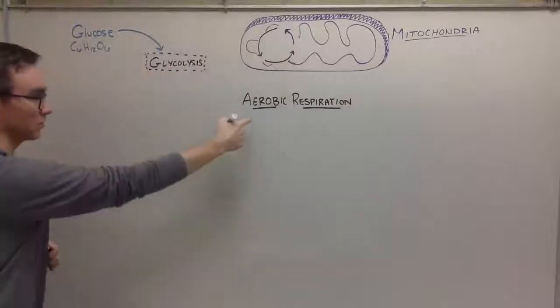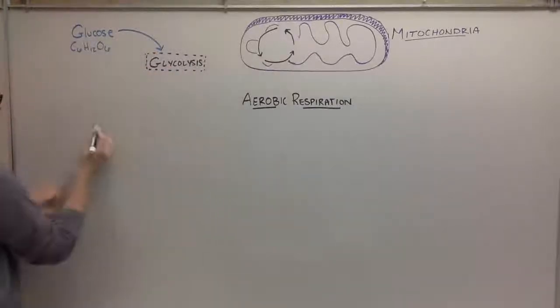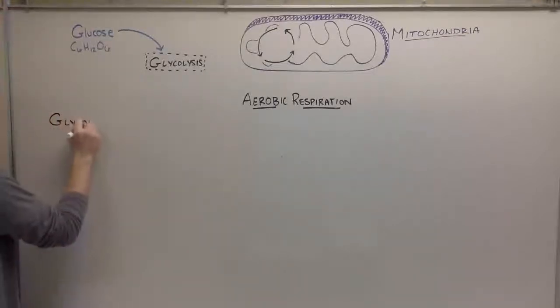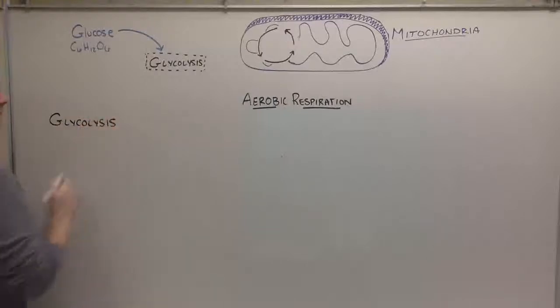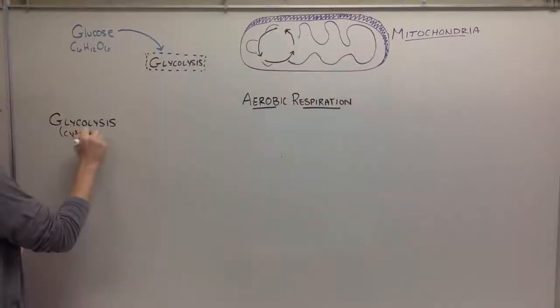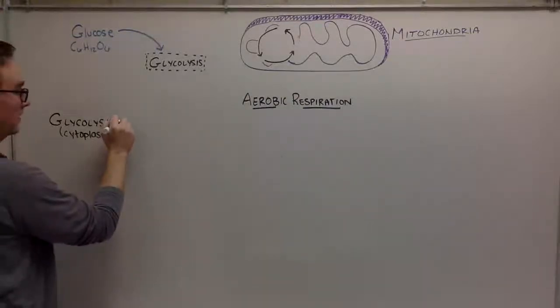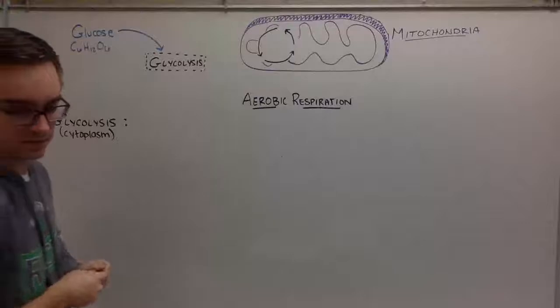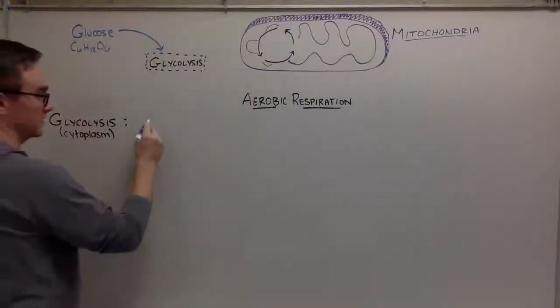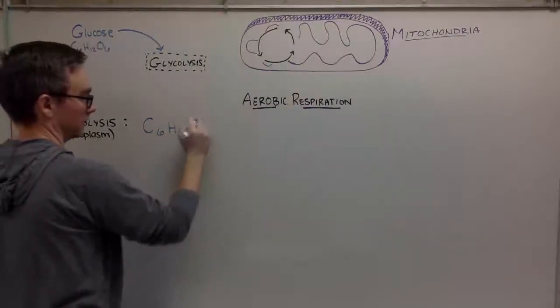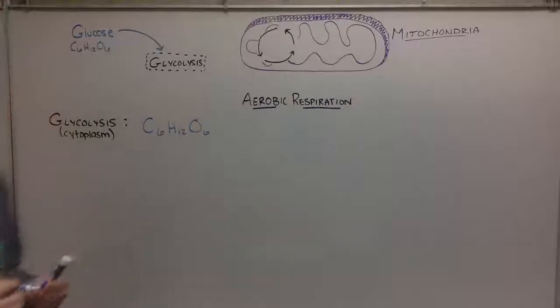All right. So let's go ahead and write our first chemical reaction over here. Make sure I have enough space here. We have glycolysis. This takes place in the cytoplasm. That's our end glycolysis here. We're going to start with our glucose, our C6H12O6. And we're going to break it down into 2 pyruvates.